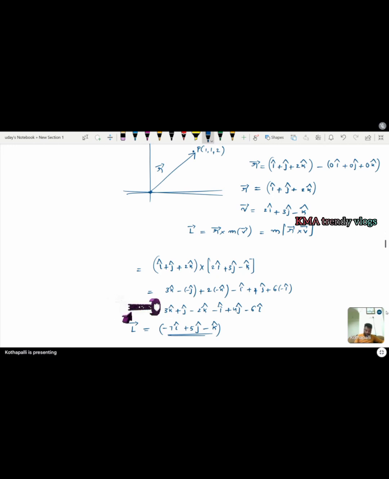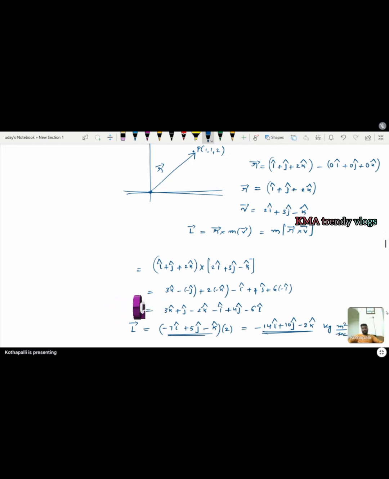Multiplied by M is 0. Sorry, M is how much? 2. This is only R cross B. R cross B only, no. So it will be how much? Minus 14I plus 10J minus 2K. This unit is what? MVR, which is kg meter per second into meter, so kg meter square per second.